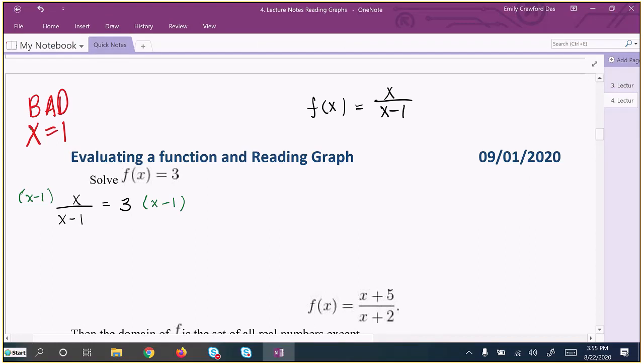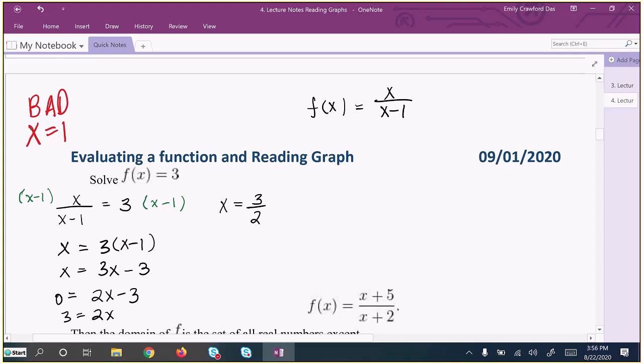So on the left side, clearly that cancels out and that just leaves me x. And on the right side, I have 3 times x minus 1. So I have x is equal to 3x minus 3. And I know this is a linear equation. I want to move all of the x terms to one side, all of the constant terms to the other side. So let's subtract x from both sides. I get 0 is equal to 2x minus 3, and add 3 to both sides, so I get 3 is equal to 2x. Then divide both sides by 2, so x is 3 over 2.